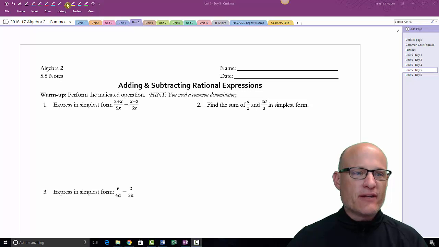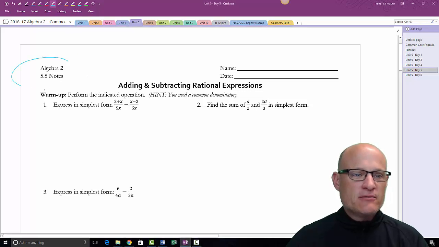We're like halfway through this unit. I think we're a little bit past halfway. We are now at 5.5.